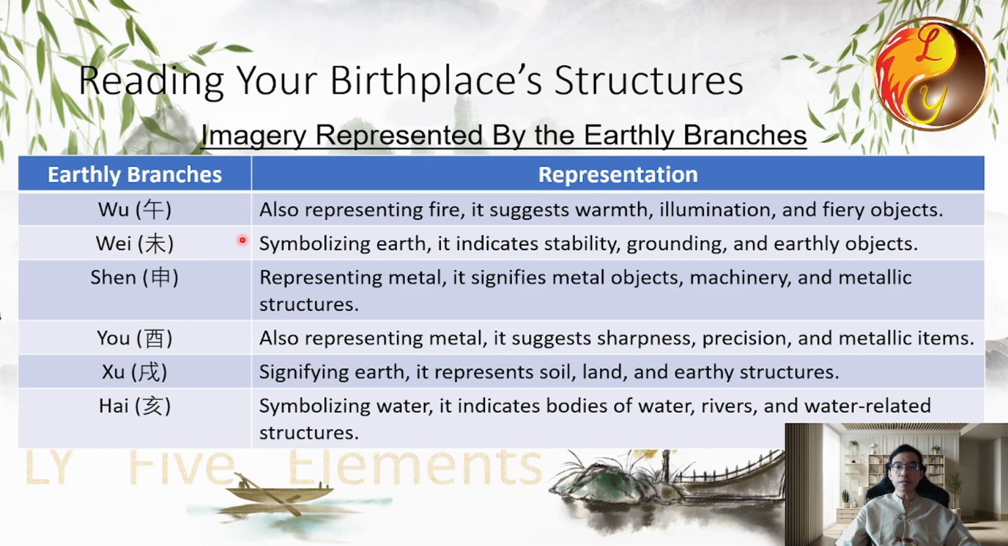Wei, symbolizing earth. It indicates stability, grounding, and earthly objects. Shen, representing metal. It signifies metal objects, machinery, and metallic structures. You, also representing metal. It suggests sharpness, precision, and metallic items. Shi, signifying earth. It represents soil, land, and earthly structures.